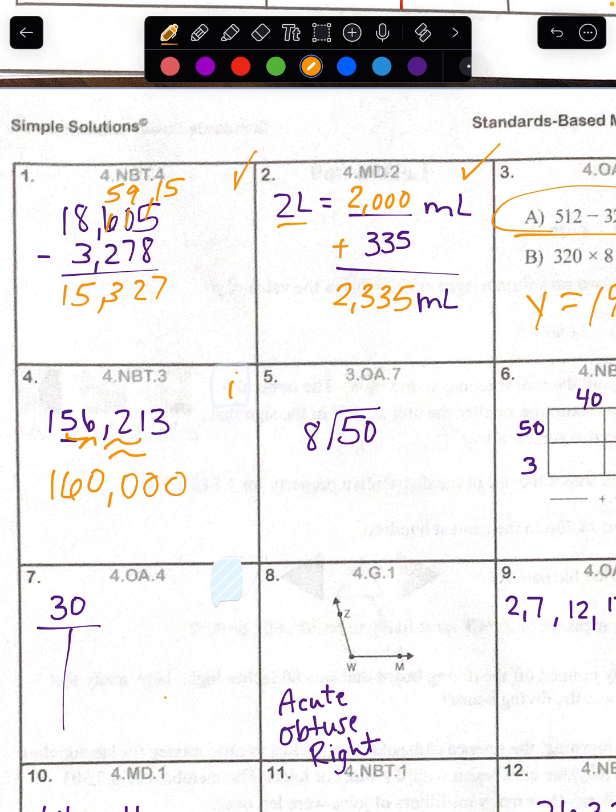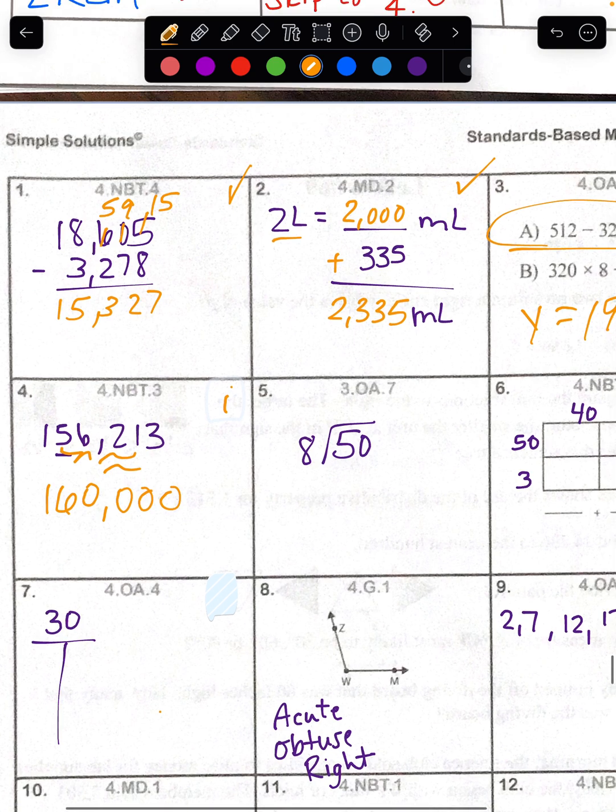All right, number 5, we are dividing here. How many times, you have to think, can 8 go into 50? You should be just skip counting by 8s, and you should get 6 for 48. If you subtract that is 2. 6 remainder 2 is your quotient.